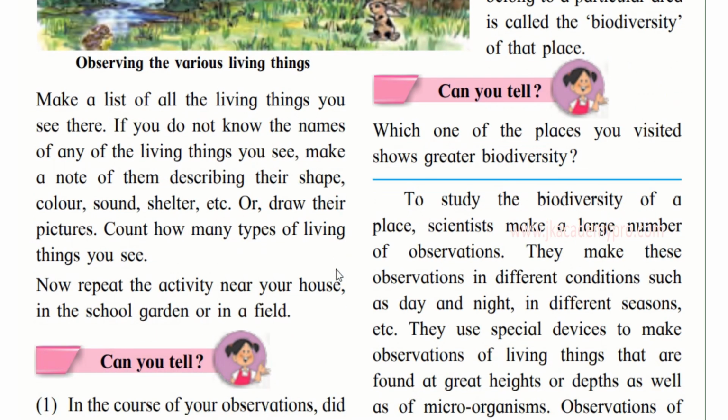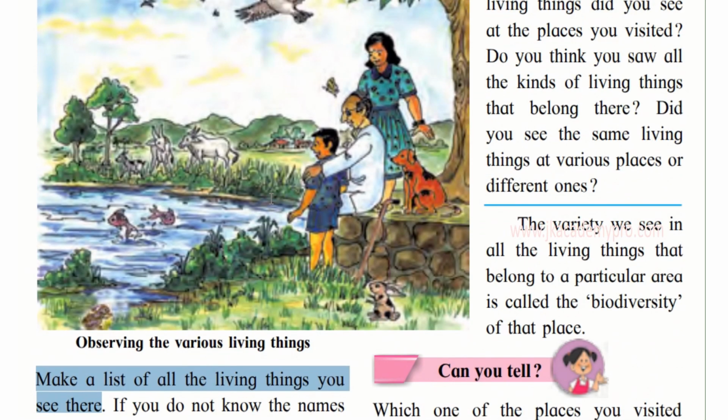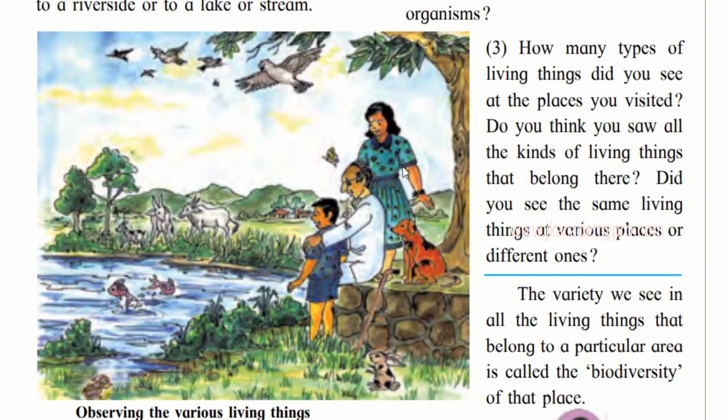What all living things do you find? All the living things. Okay, so make a list of all the living things you see there. So make a long list of any minute thing, maybe plants, maybe animals, maybe birds, maybe butterflies, maybe small insects, anything that you see. And if you look at the picture here, there is this family that has come. Maybe this is the young boy, and he looks like a grandfather, and this is maybe a mother or an older sister, and we have the pet. Okay, so they have come and they are observing everything in nature.